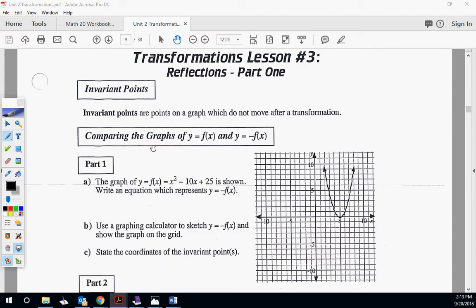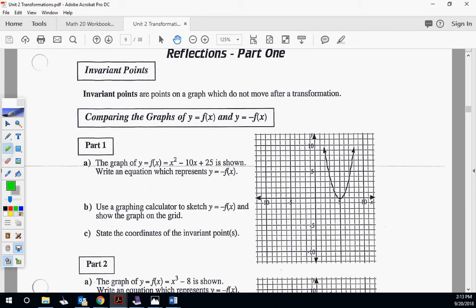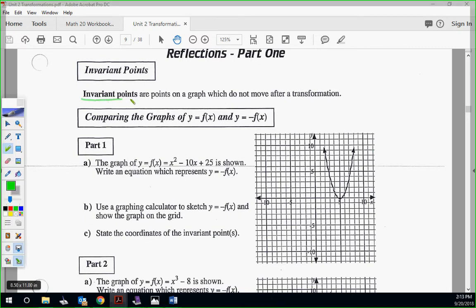So the first one we're going to talk about is when you take the function. Oh, sorry, I do want to point this out. What's an invariant point? An invariant point is a point that does not change when you do a transformation. So they're points that are shared. It's going to be a point that's on your reflection line. So if I reflect something on a reflection line, that point doesn't go anywhere, right?